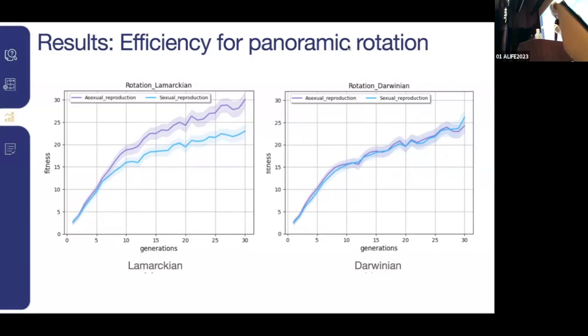While performing the rotation task, in the Lamarckian framework, asexual reproduction still has a much better mean fitness value, while in the Darwinian framework, there's no significant difference between the two reproduction methods. So these two plots indicate that Lamarckism performs better without crossover of the learned brain genomes, while Darwinism, which does not inherit the learned brain traits, performs the same with crossover or not crossover of the brain genomes.